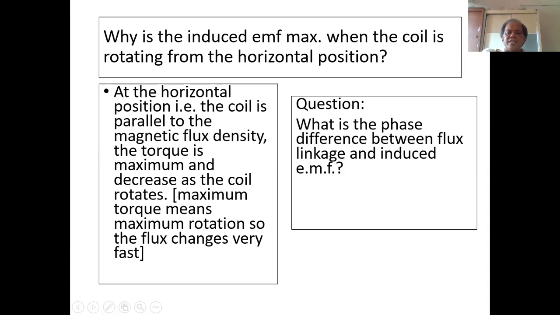Why is the induced EMF maximum when the coil is rotating from horizontal position? Horizontal position, remember the forces acting, one is up, one is down, it becomes a couple. So the torque is maximum. Torque is maximum and decreases as the coil rotates. So that's why you got your maximum EMF.